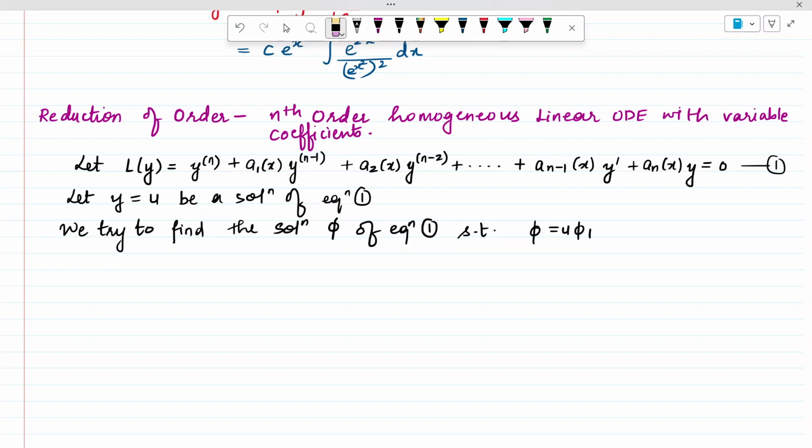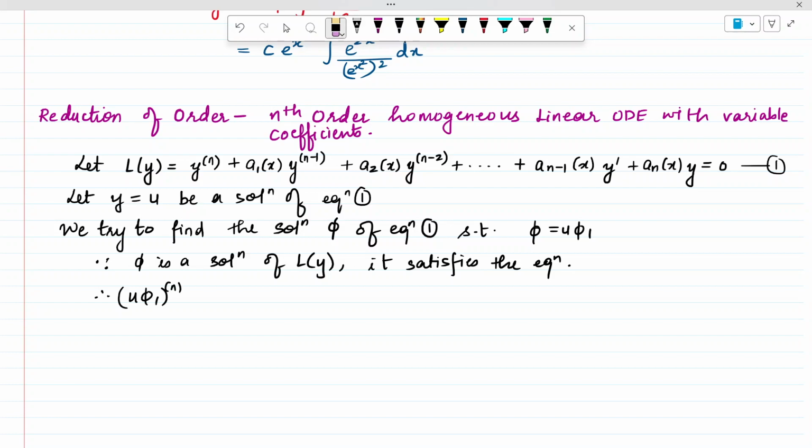Okay. So let's say because phi is a solution of L of y, it satisfies the equation. It satisfies the equation. So I'll now have u phi 1 nth order derivative, a1x u phi 1 n minus 1th order derivative.